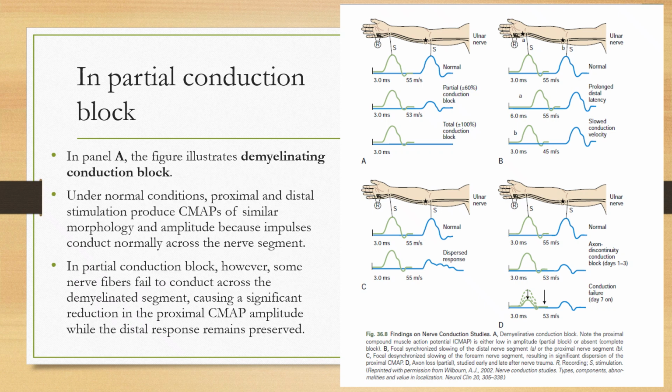In partial conduction block, in panel A, the figure illustrates demyelinating conduction block. Under normal conduction conditions, proximal and distal stimulation produce CMAPs of similar morphology and amplitude because impulses conduct normally across the nerve segment. In partial conduction block, however, some nerve fibers fail to conduct across the demyelinating segment, causing a significant reduction in proximal CMAP amplitude, while the distal response remains preserved.